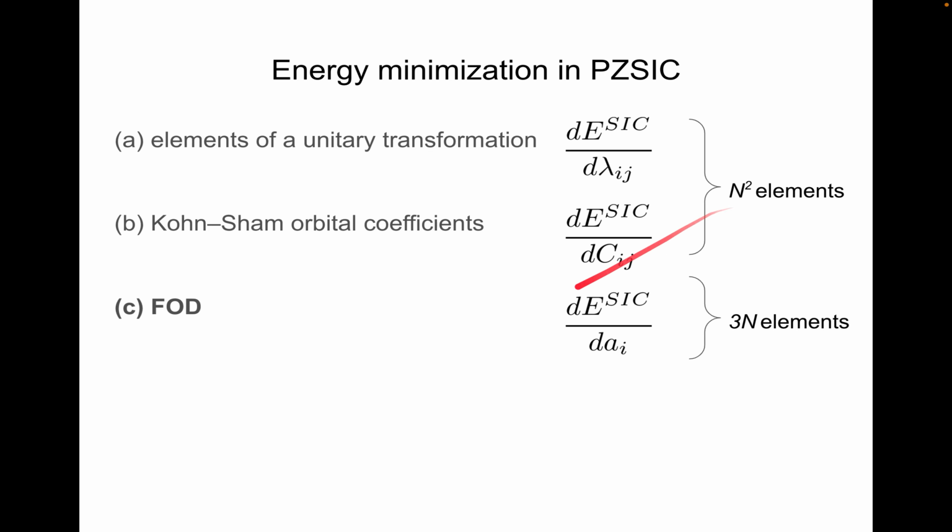For the FLOSIC approach, you are minimizing the energy with respect to the Fermi orbital descriptor positions. The FOD has the x, y, z, so 3 times the number of electrons. So you have only 3n elements in comparison to the n squared elements. So in principle, the FLOSIC method has the computational advantage over the traditional localization equation approach.